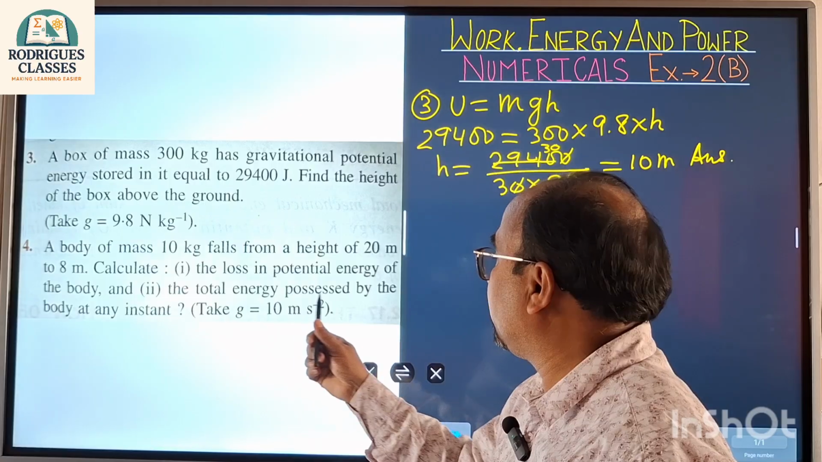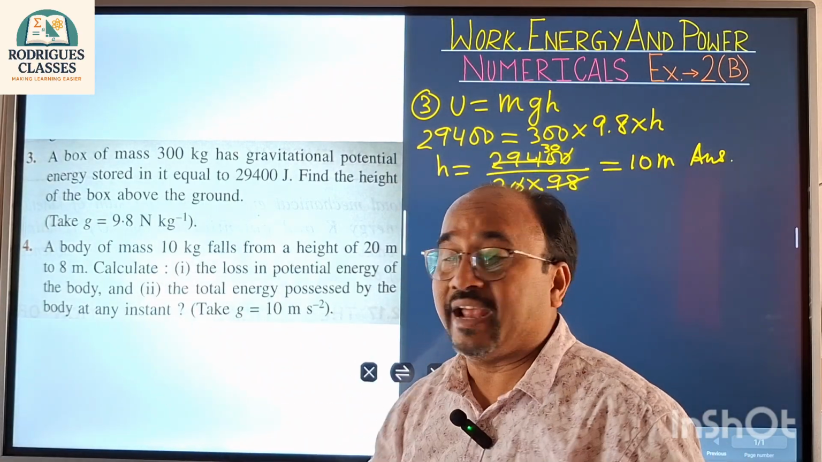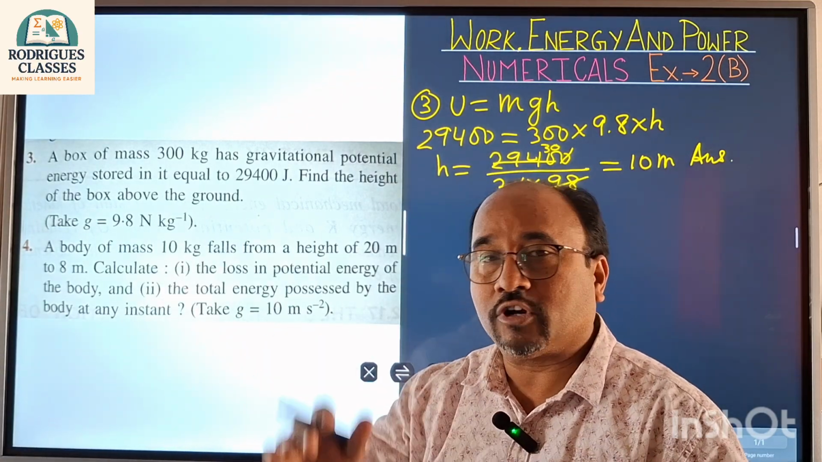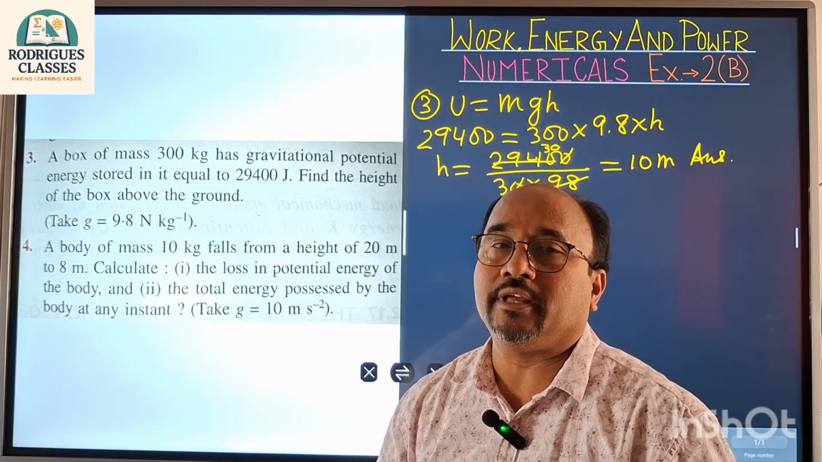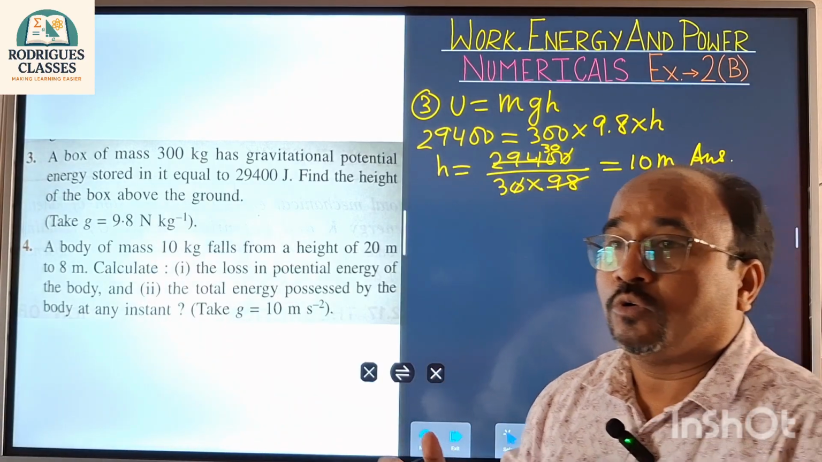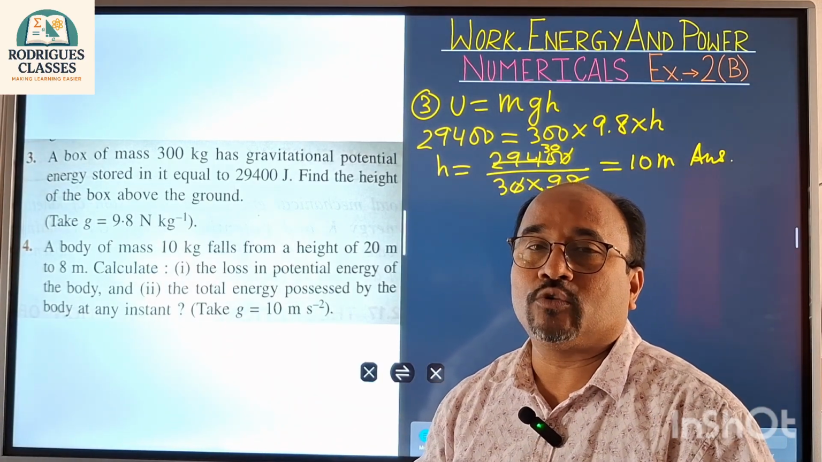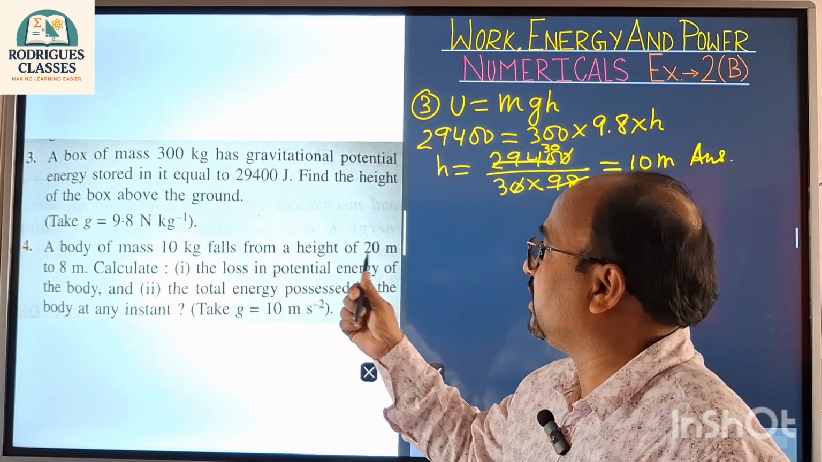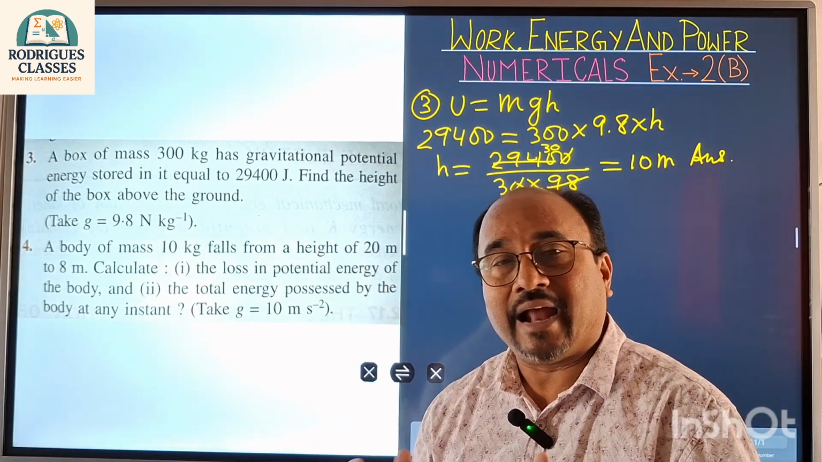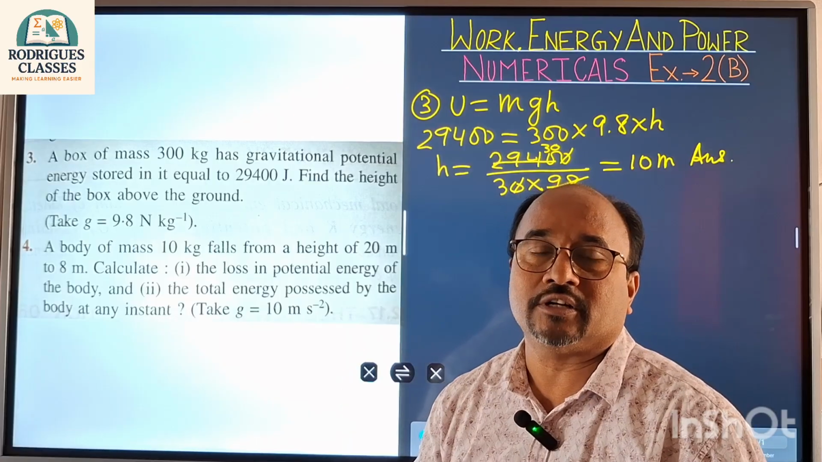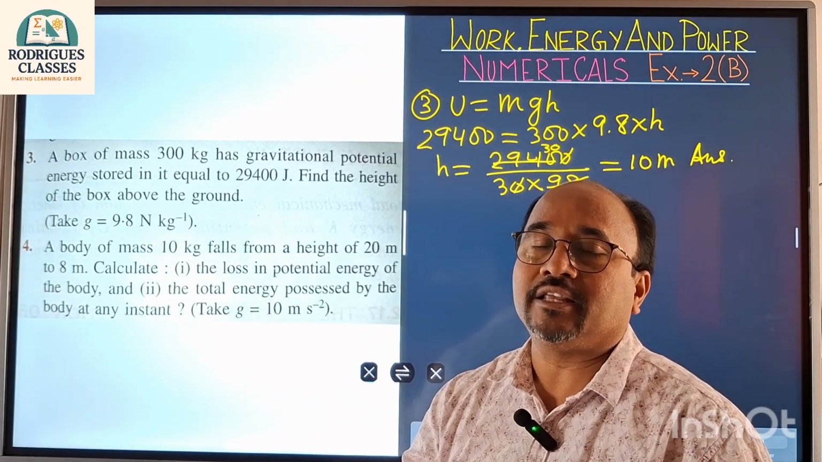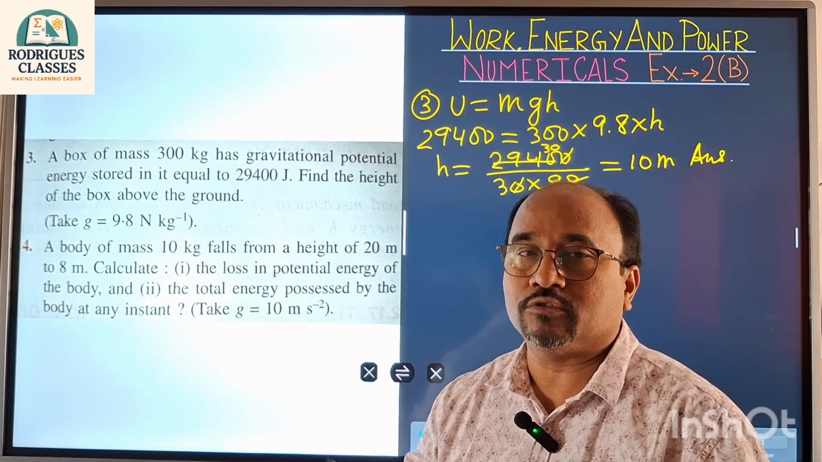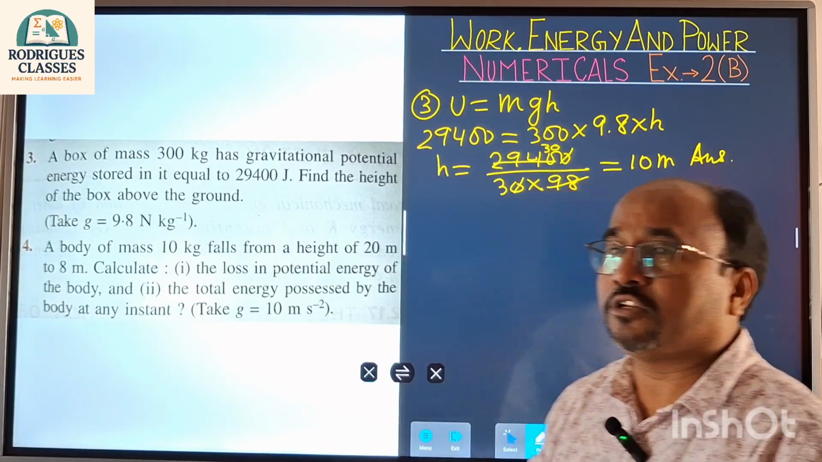And then we have to find total energy possessed by the body at any instant. At whatever height it is, what is the total energy possessed? So whenever we are asked to find the total energy possessed, I can simply take the energy what it was having at the initial position. That energy will remain throughout its journey. Although potential will decrease, but kinetic will increase. So you'll be using this and working out this numerical.